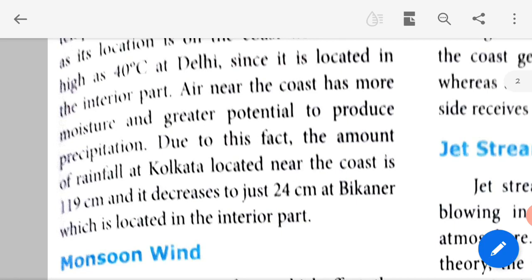Due to this fact, the amount of rainfall at Kolkata, there again Kolkata we go back on top, located near the coast, is 119 centimeter, and it decreases to just 24 centimeter at Bikaner, which is located in the interior part. So Kolkata receives more. So when you move towards the interior part, the rainfall will be less.